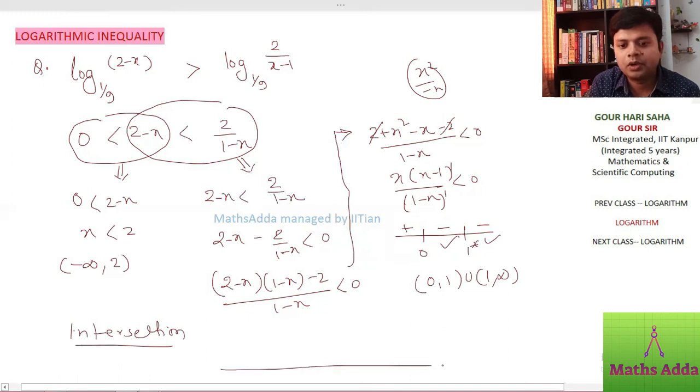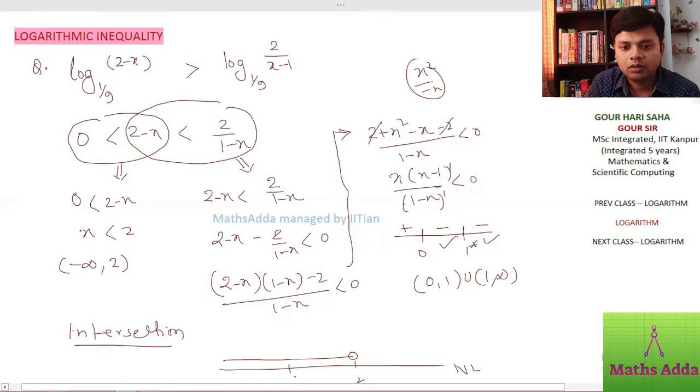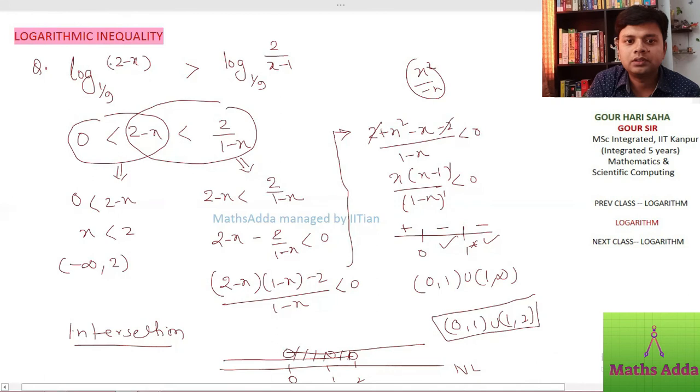For that we plot the number line. First is minus infinity to 2. Other is 0 to 1, and then 1 to infinity, skipping 1. So I see the common part is 0 to 1 and 1 to 2. So the final answer is 0 to 1 union 1 to 2. This is the answer for this logarithmic inequality.